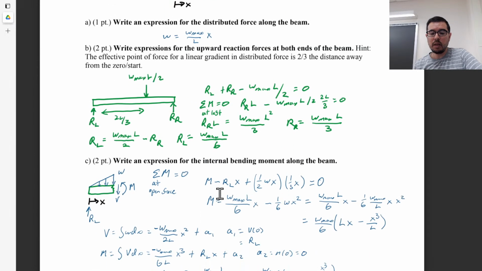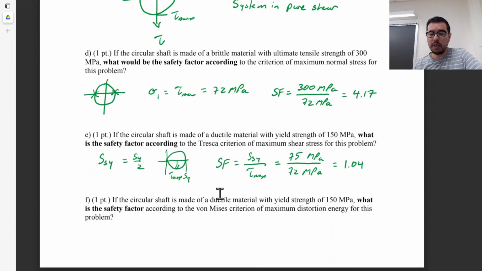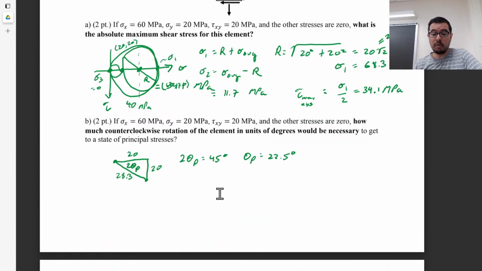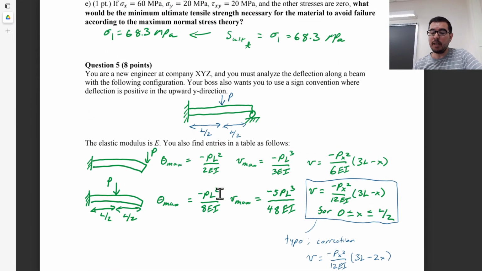Okay. So on this exam, it looks like I may not have done a statically indeterminate one. So maybe I shouldn't do a statically indeterminate one. Ah, nope, I did. This one is statically indeterminate. Okay. Yeah, this one is statically indeterminate.